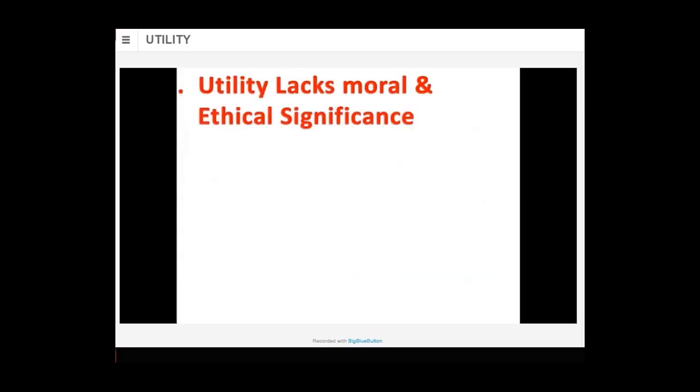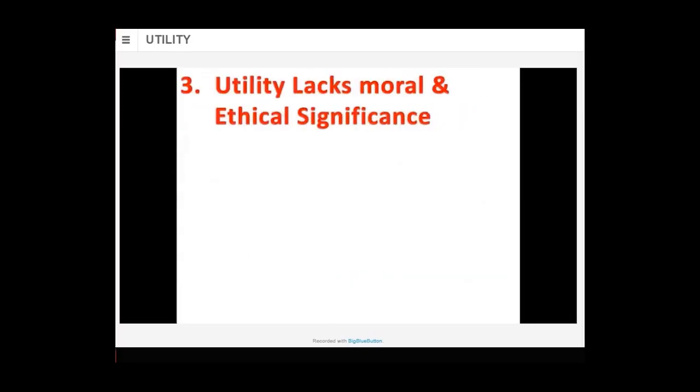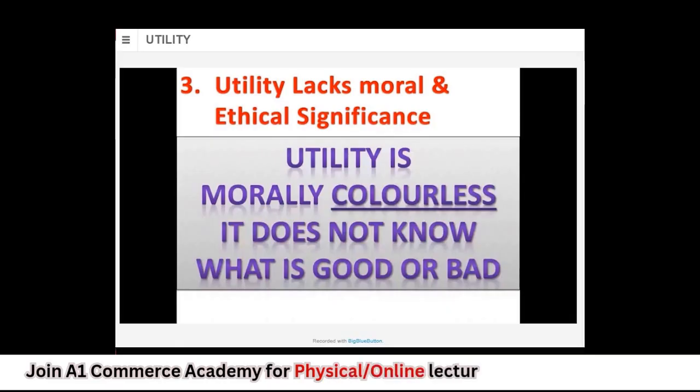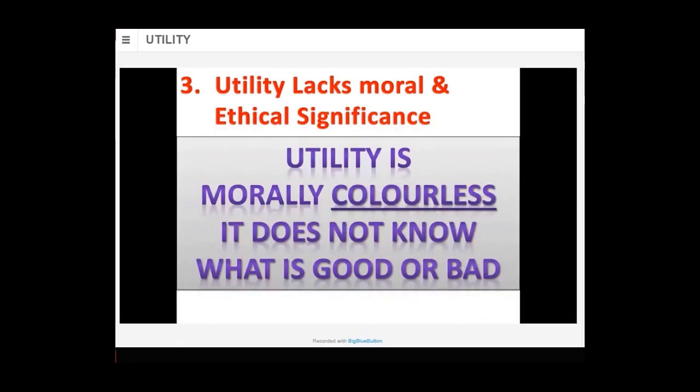Utility lacks moral and ethical standard. Utility does not know what is good, what is bad. It only knows satisfaction of the human want. If it can satisfy your want, it will have utility.